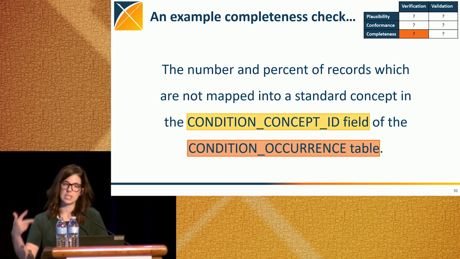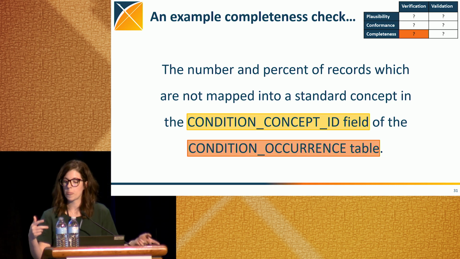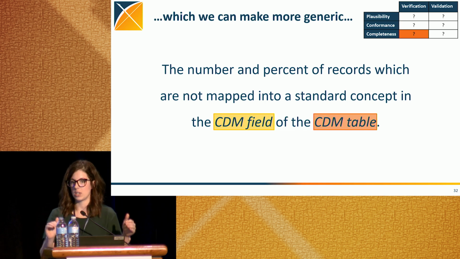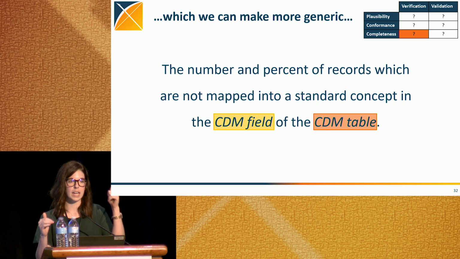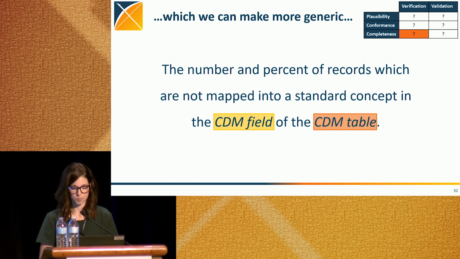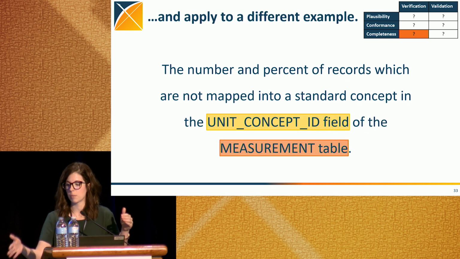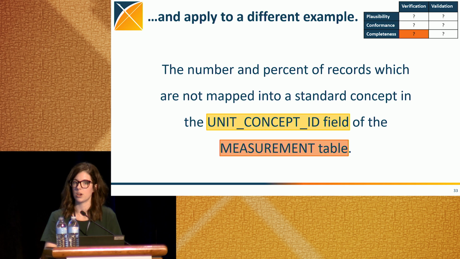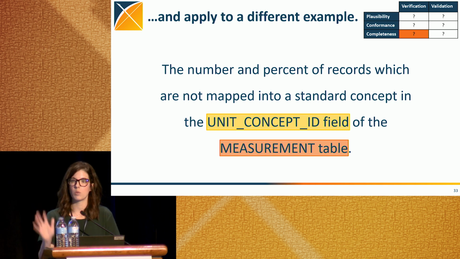So again, we see the same thing that we saw with that first data quality check we wrote, where we can swap out these 2 things, condition concept ID and condition occurrence table. We can make it more generic. We can bring it up a level and think about any CDM field or table that we want to look for standard mappings and how well that's been done, and then apply it elsewhere. So here I'm going to be looking for the % of records in the measurement table that have a unit concept ID of 0. So we've written 2 generic data quality check types, and we've been able to write 5 specific data quality checks just from those 2 check types.